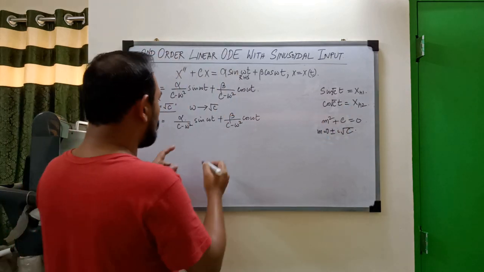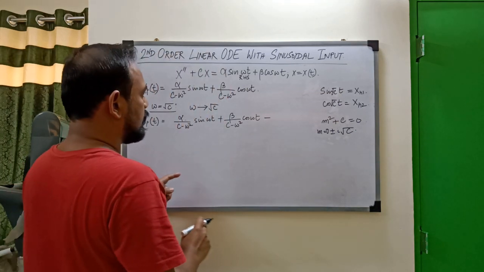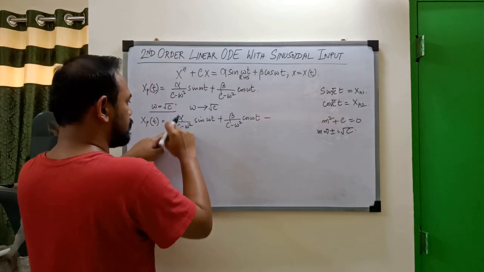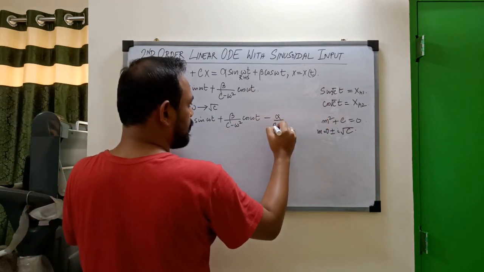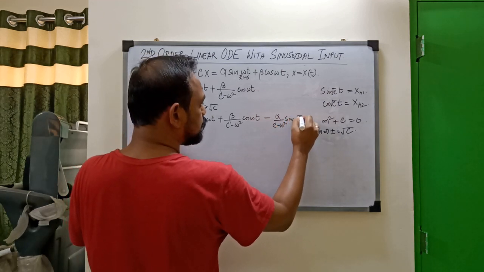So let's do that. I want to take away some weight of this. What weight? The same as this. I want to take away alpha by c minus omega square weight of sine root ct.